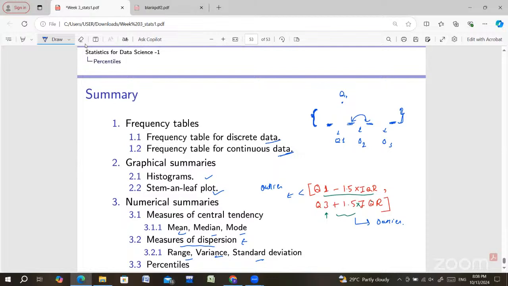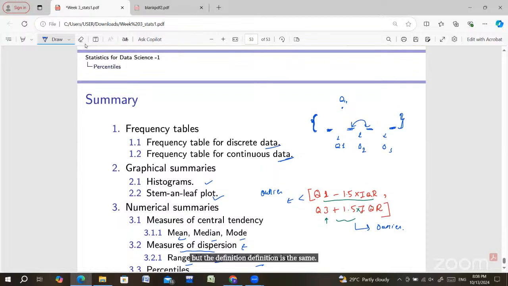But the definition is the same. Q1 will have 25% of the data below it.